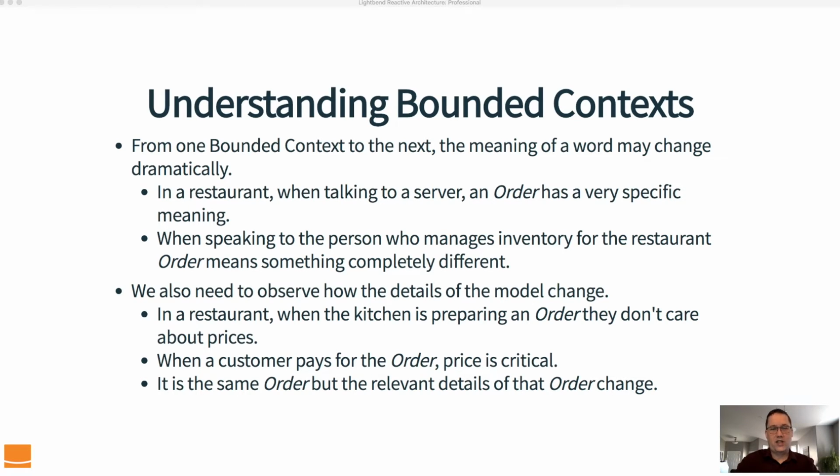But from the kitchen's perspective, it's irrelevant. So that's an area of detail where we don't need to provide the kitchen with all of that extra information that they don't need. And there's probably going to be other things too. It's not just going to be price. There'll be other things as well. And so it's important to understand that those details change depending on what part of the business you're working in.